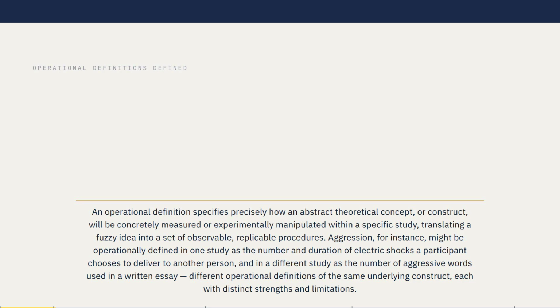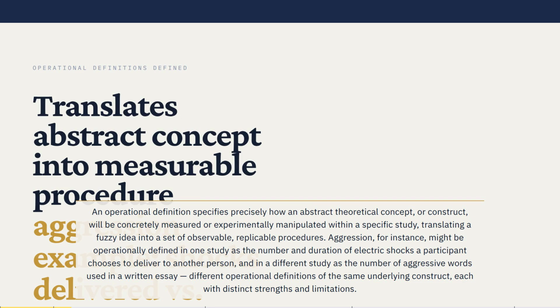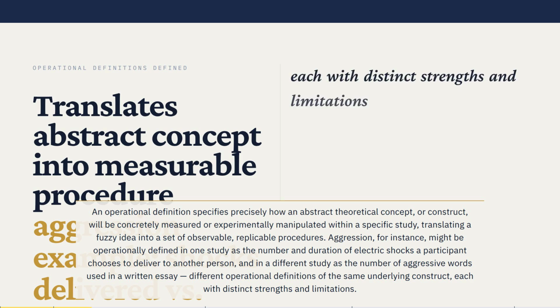An operational definition specifies precisely how an abstract theoretical concept, or construct, will be concretely measured or experimentally manipulated within a specific study, translating a fuzzy idea into a set of observable, replicable procedures. Aggression, for instance, might be operationally defined in one study as the number and duration of electric shocks a participant chooses to deliver to another person, and in a different study as the number of aggressive words used in a written essay, different operational definitions of the same underlying construct, each with distinct strengths and limitations.